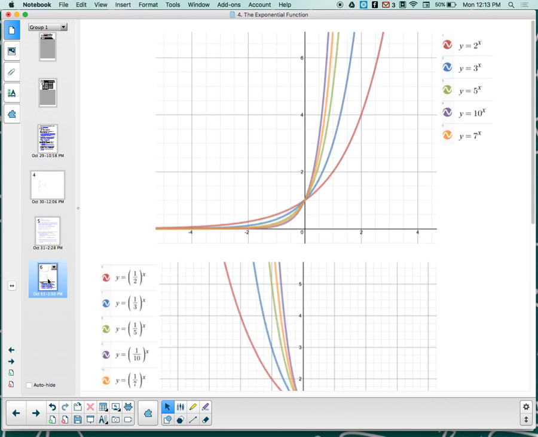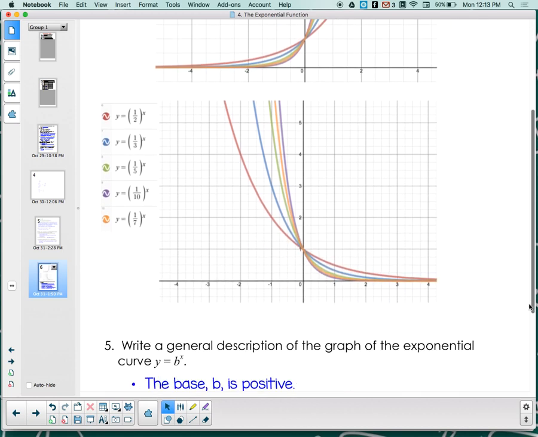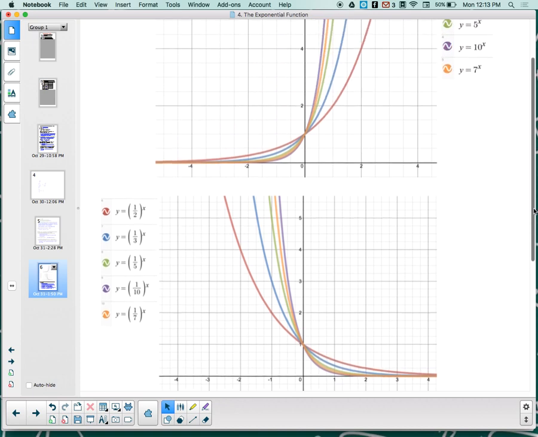So let me show you what these graphs look like. These are your graphs when your base is a fraction. The red is 1/2 to the x, the blue is 1/3 to the x, the green is 1/5 to the x, the purple is 1/10 to the x. What do you notice between the two sets of graphs?